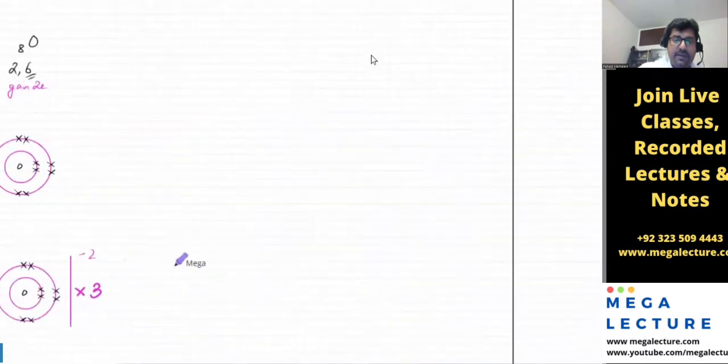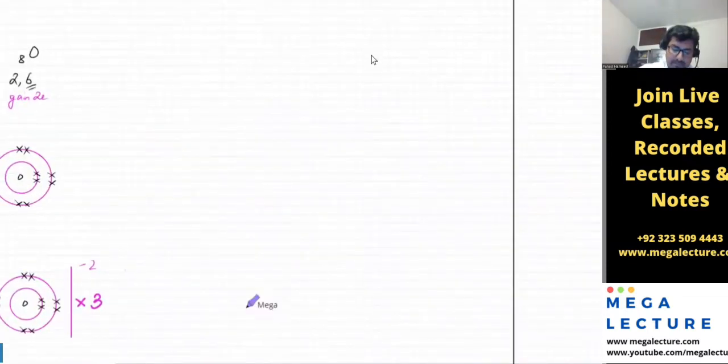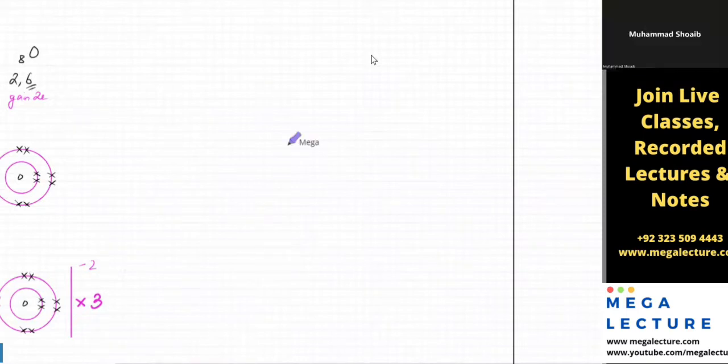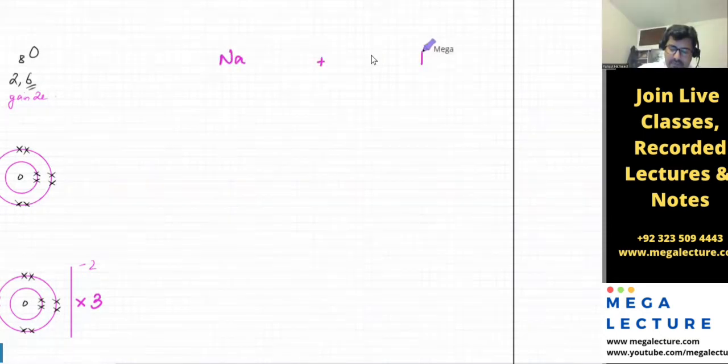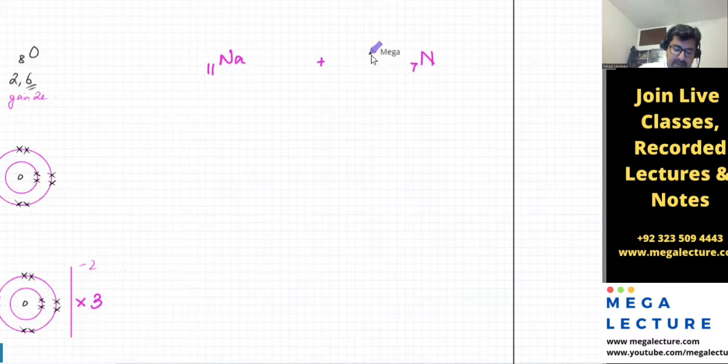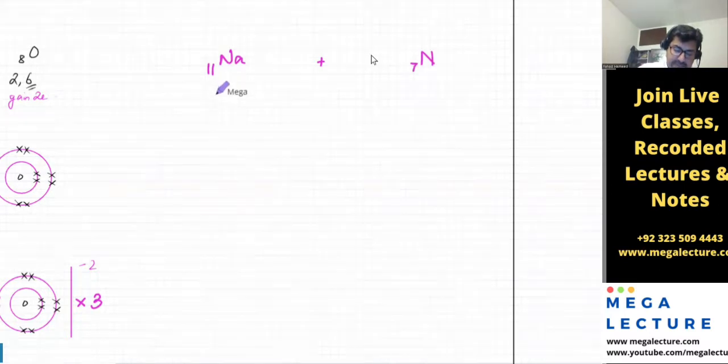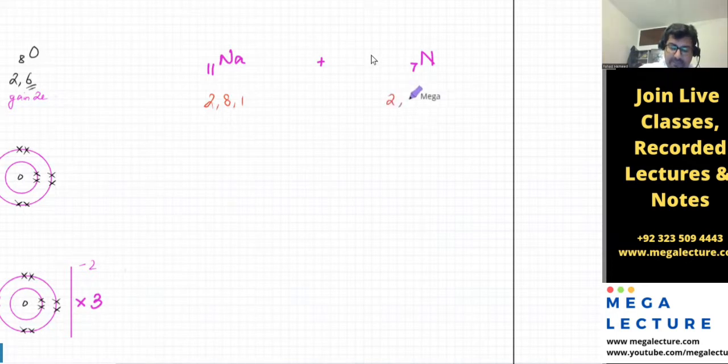Let's have sodium and nitrogen, right? I want to make the ionic dot and cross diagram. Sodium is 11 and nitrogen is 7. One of them is a metal, the other one is a non-metal. Sodium is 11 electrons, that's 2, 8, and 1. And nitrogen over here is going to be 2 and 5.